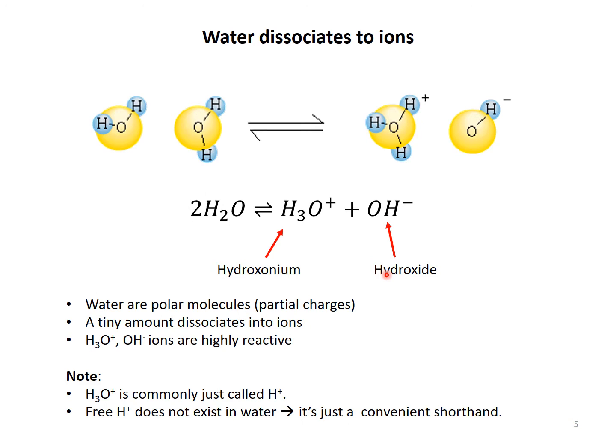So as these ions are charged, they are highly reactive. Just for information, in most textbooks that you read, the hydroxonium ion is commonly abbreviated as H+, or the hydrogen ion. But the fact is, H+ ion does not exist in water. It is just a convenient shorthand. So please bear in mind, whenever you see H+ ion, it should be H3O+, or the hydroxonium ions.